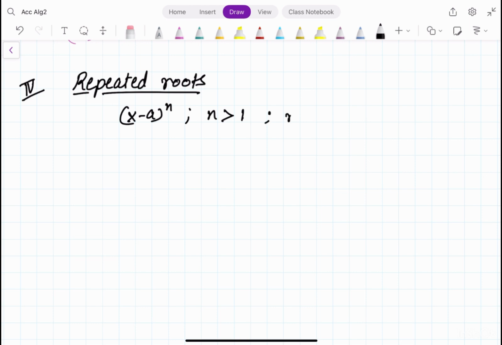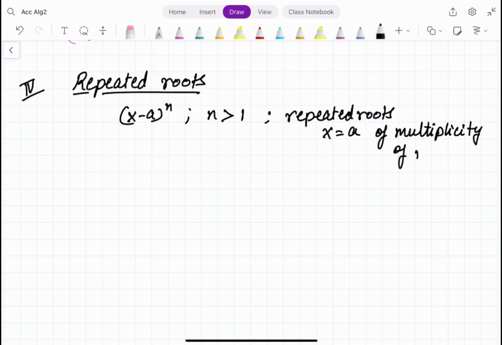So if we have x minus a to the power of n, provided n is greater than 1, because if n is 0, or if n is a negative number, then it will become a rational expression, so it will have x is equal to a of multiplicity n, right? This is the same example we did earlier, negative 2x squared is equal to 0. The highest power was 2, so it had repeated roots. That means 2 repeated roots.